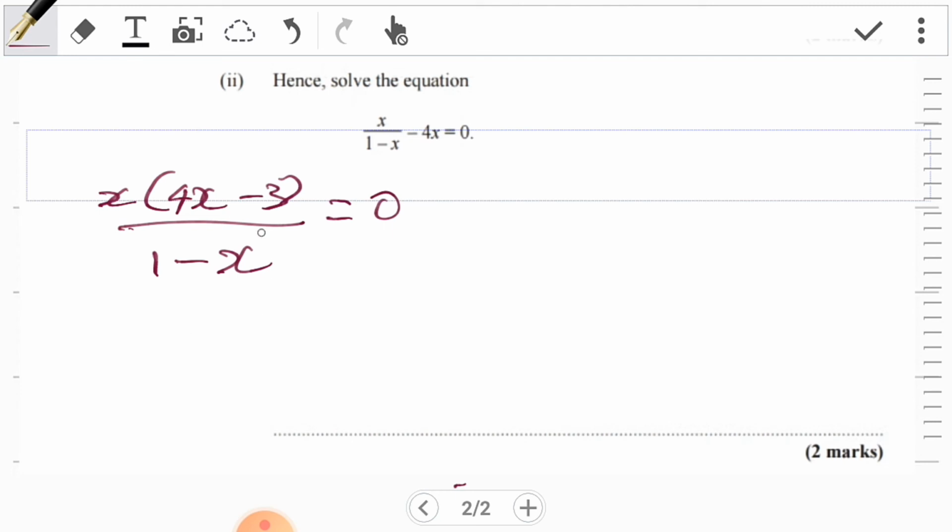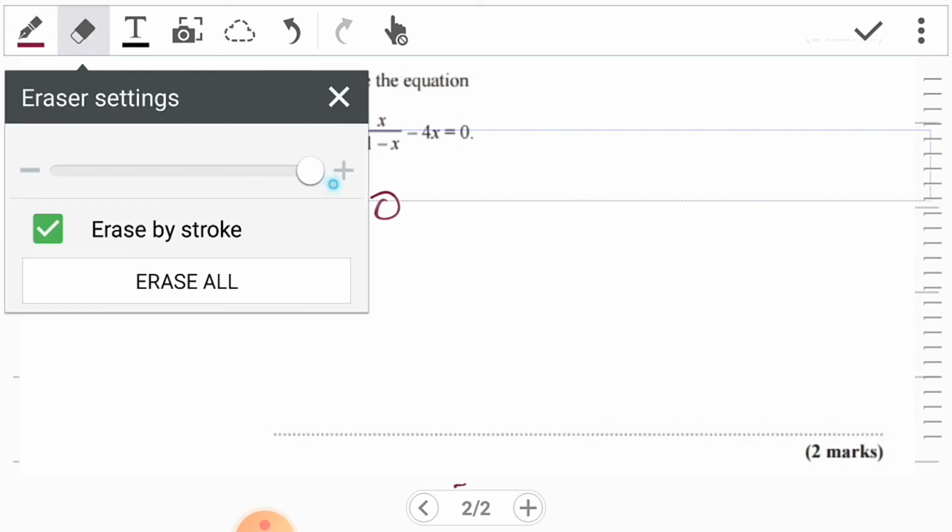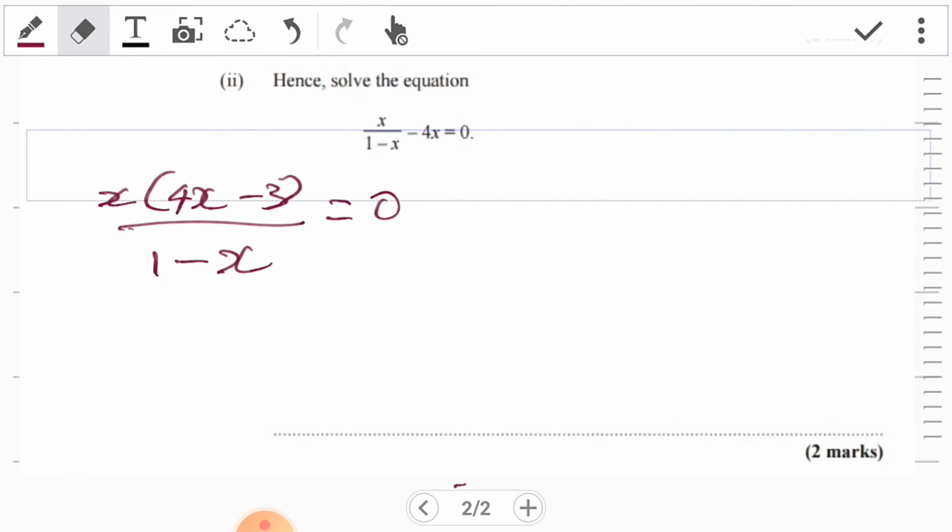What you could do now is to multiply through it by 1 minus x, and then you will see that whenever a rational number is equal to 0, it is basically the numerator that is equal to 0. All right. So, but let me do the long thing, and then you'll see what I'm saying. All right, so let's look at this.